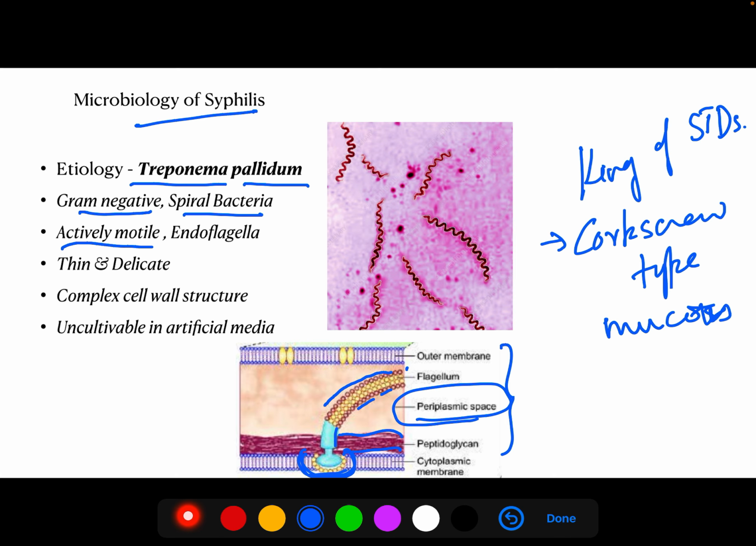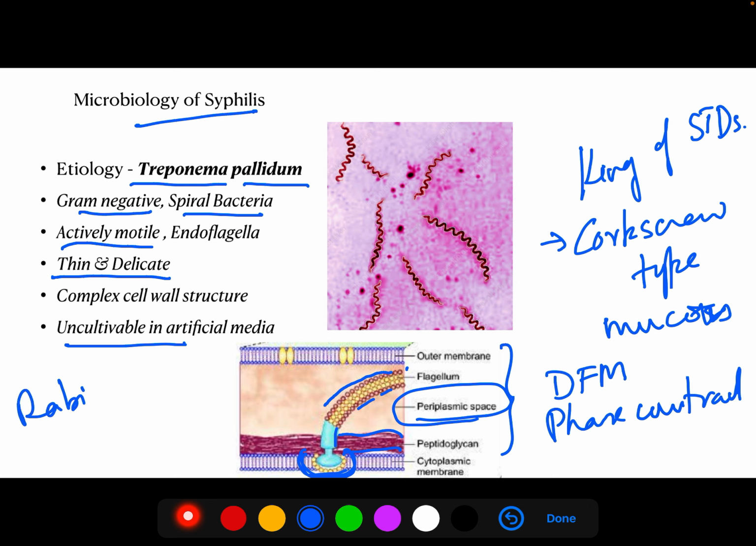Now, these bacteria are very thin and delicate and hence require dark field microscopy or phase contrast microscopy to observe them, or other staining techniques. And unlike other bacteria, they are uncultivable in vitro, and hence they are grown in rabbit testis.